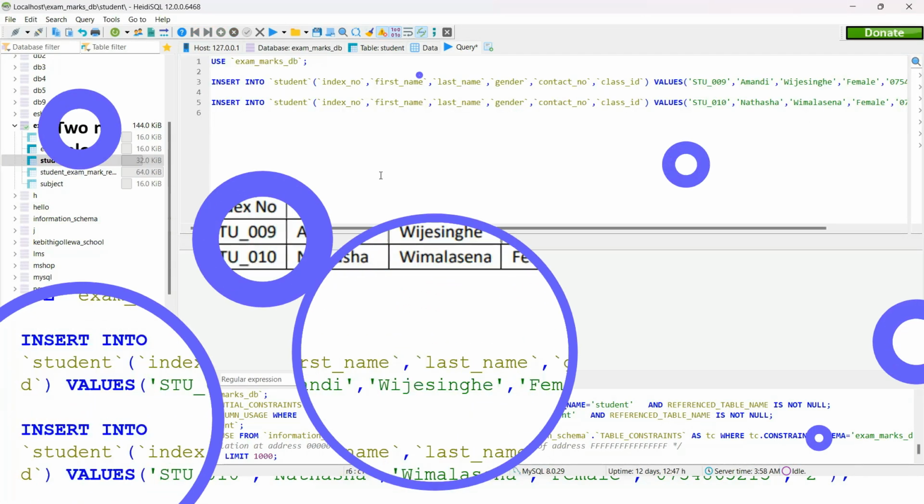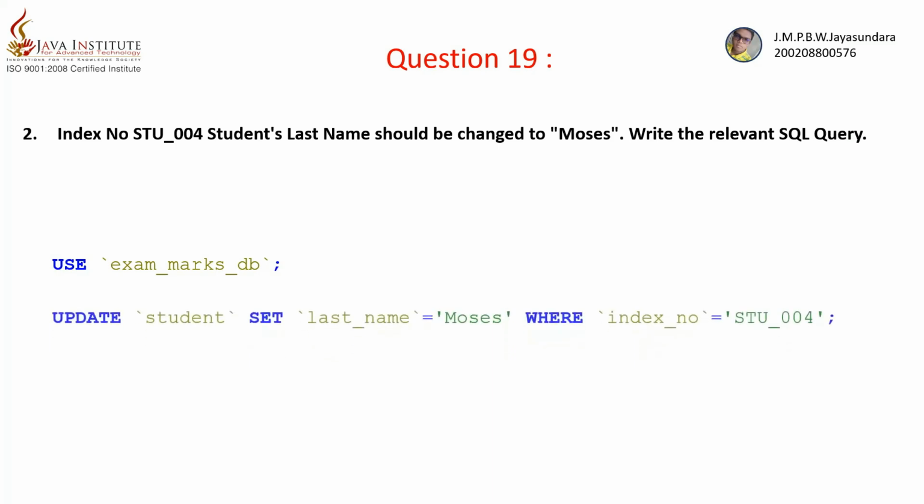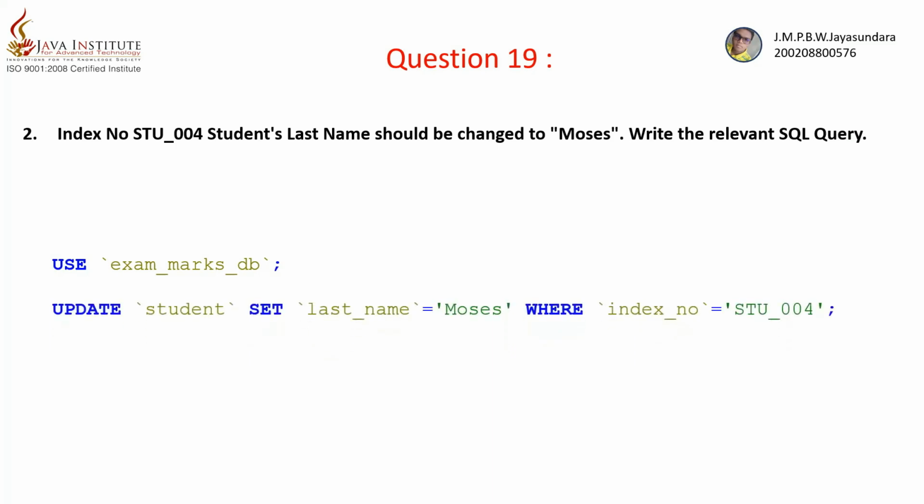So let's go back. Here we have our second question. It says index number stu_004 student's last name should be changed into Moss. Write the relevant SQL query. So first we need to define what database we are using, and then we can run an update query in order to change that name.